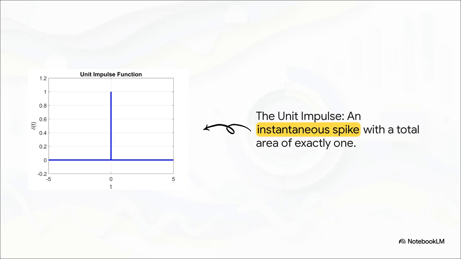This thing is, well, it's kind of mind-bending. It's a signal that is zero, absolutely everywhere, except for one single, infinitesimally brief moment in time. And at that one moment, its height shoots up to infinity. But, and this is the really crucial part, the total area under that infinite spike is exactly 1. It's the perfect mathematical way to describe a sudden, sharp jolt, like a single loud clap in a totally silent room.